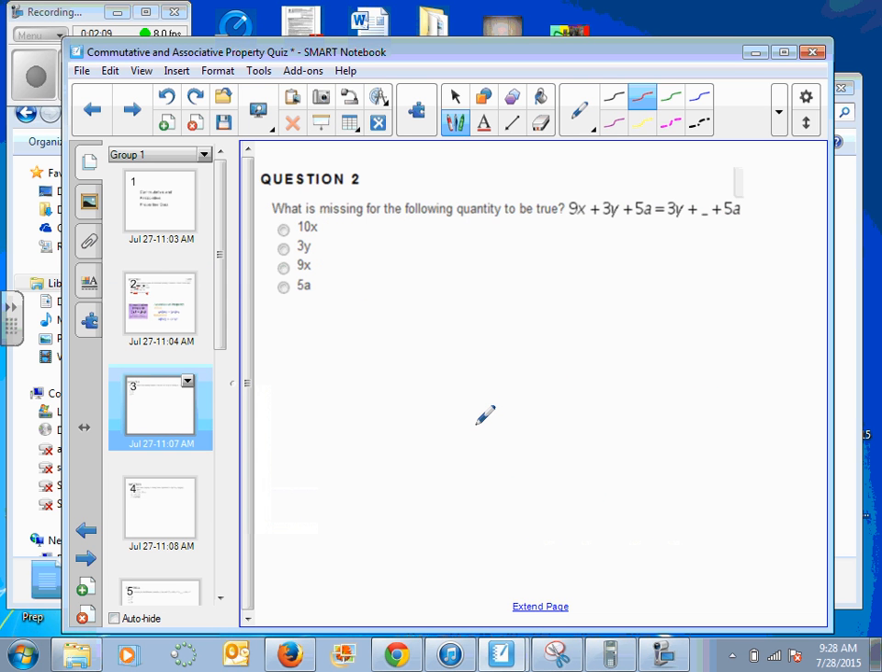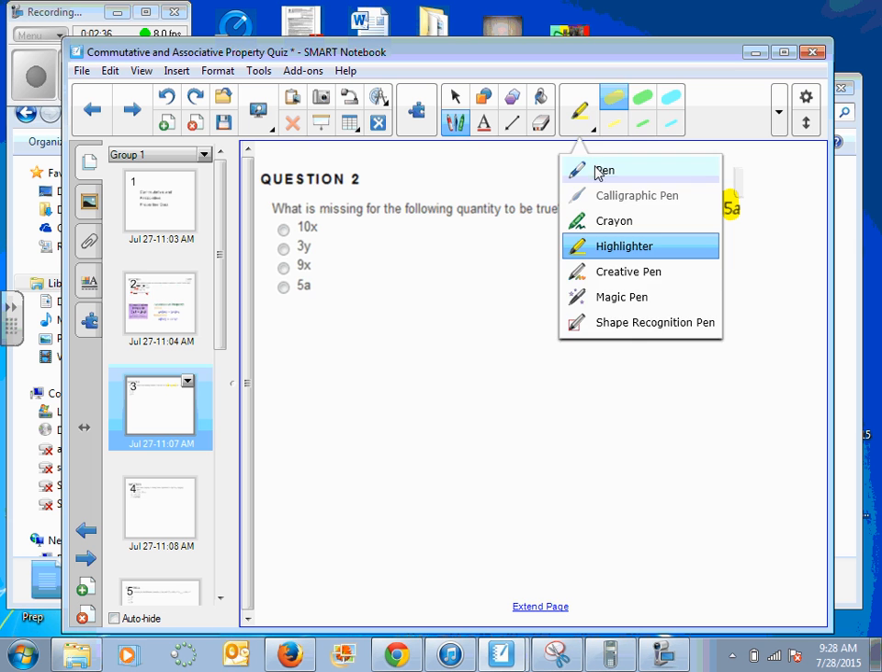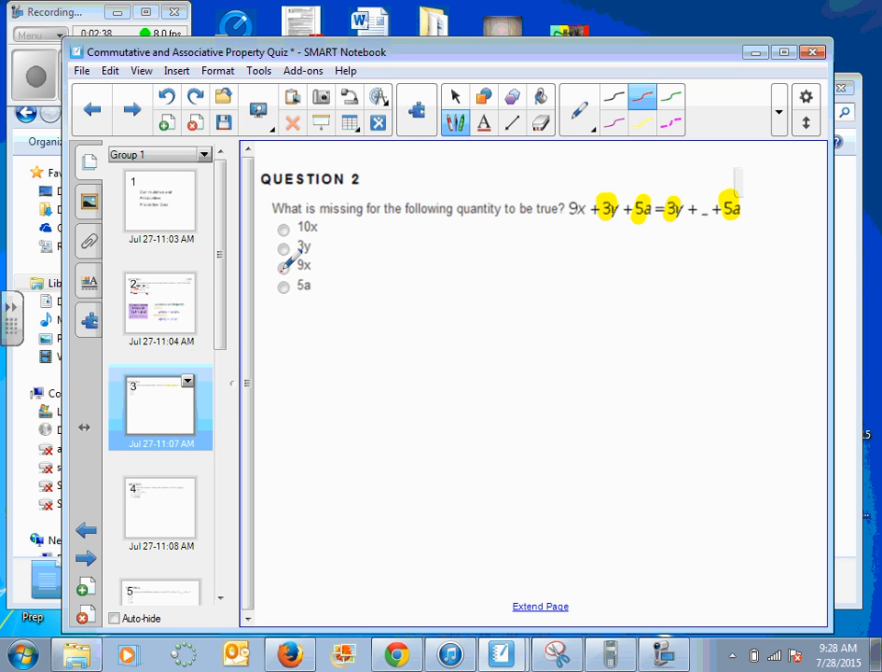All right, what is missing for the following quantity to be true? All you're looking for here is the stuff that's missing. You've got the 3y here, we've got it there. The 5a here, we've got it there. So what's missing, it looks like, is that 9x. So it must be that one there. The 9x is what's missing.